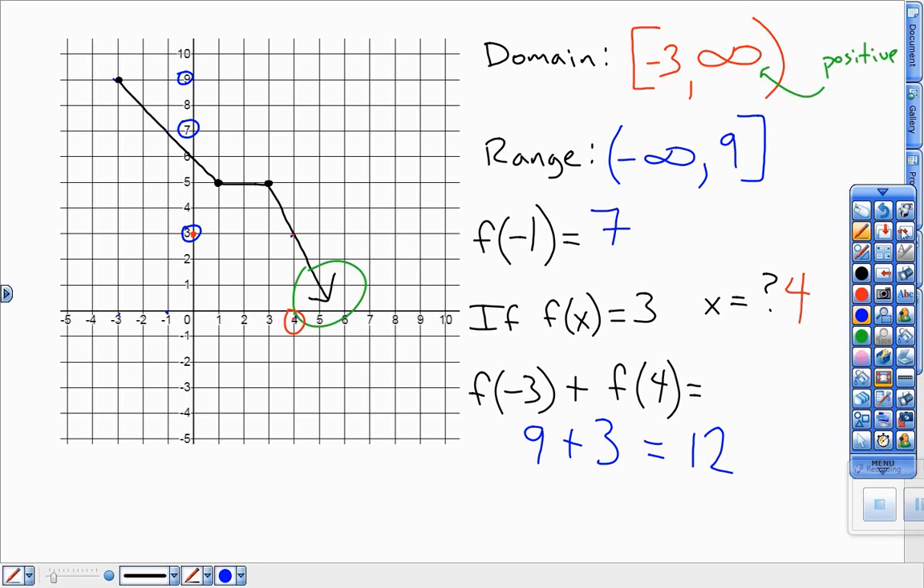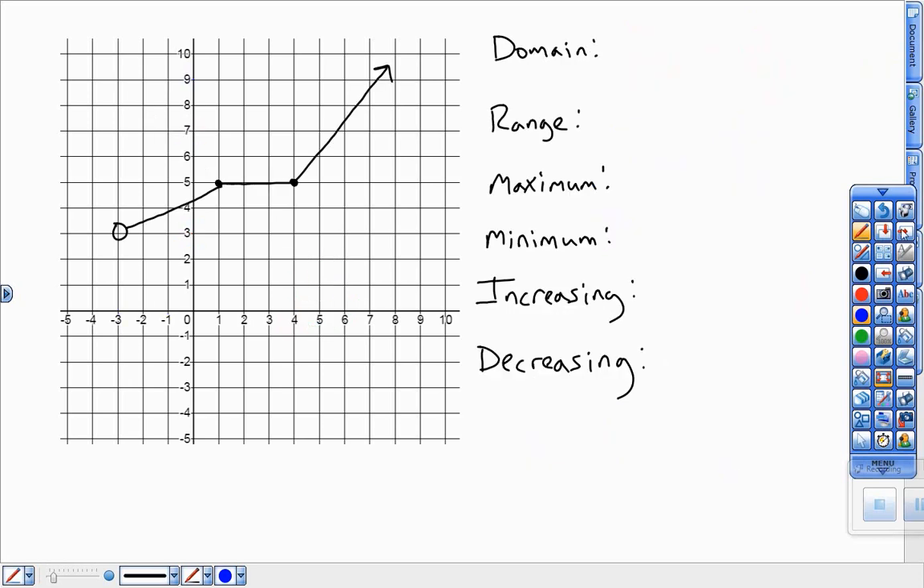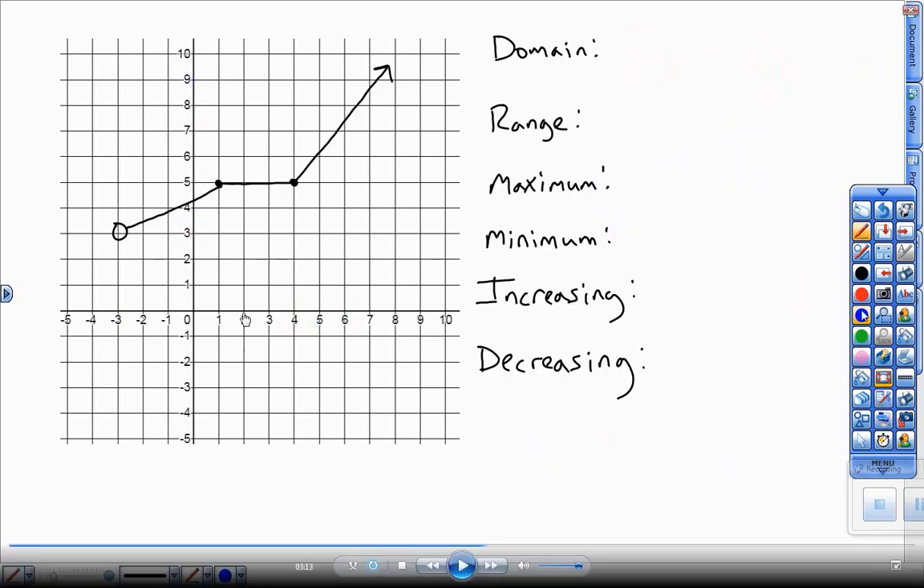Okay, this next problem, again, write it, try it, check your answers. This is -3, 3, open circle, point on 1, 5, 4, 5, arrow going up to the right.